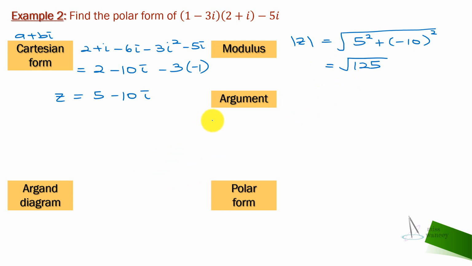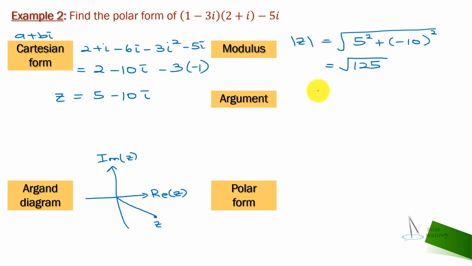Before we start with our argument, we have to draw our Argand diagram, because we need to check which quadrant we are in. We have a positive real part, so it will be on the right-hand side here, but a negative imaginary part, so it should be below here. So this is our z.